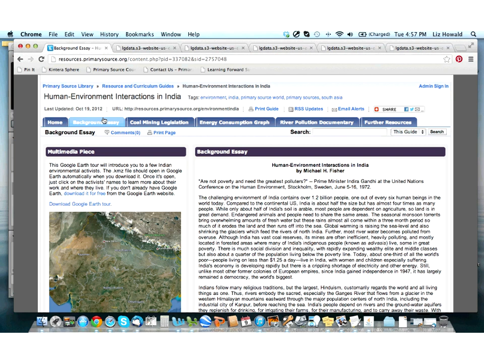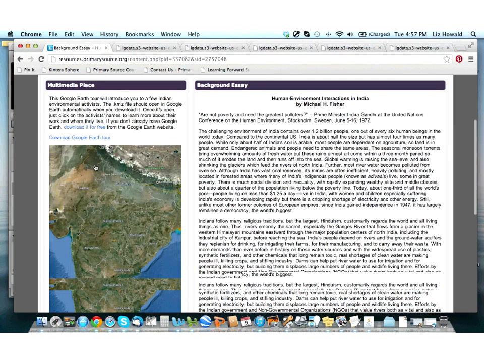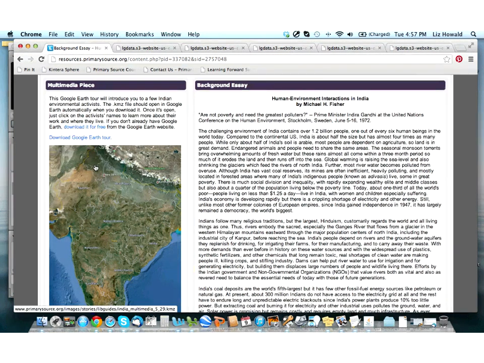It's a little bit higher level than some of the other readings included in this. On this page, you'll also find a multimedia piece. This is if you want to enhance the learning, either as an assignment for students or as an extension for your own teaching. In this case, it's a Google Earth tour that looks at some of the Indian activists who are working to address different environmental issues.